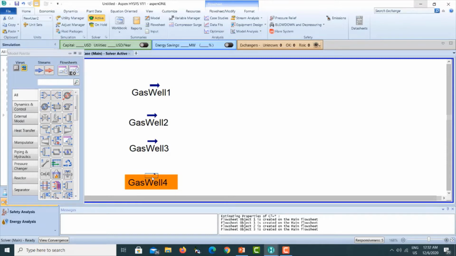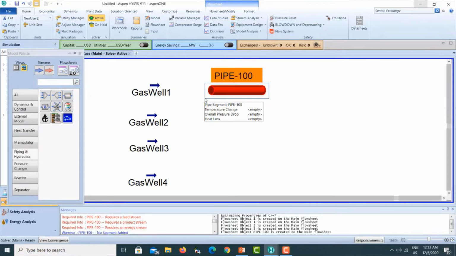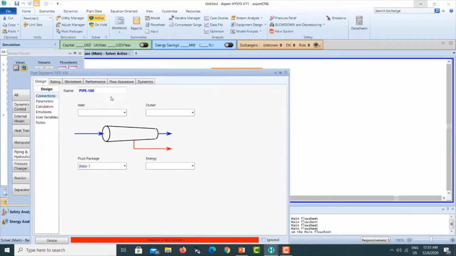Now we need to add a pipe segment. If you look at your model palette, we need to find the pipe. We go to pipe and hydraulics, and this is the one we need, pipe segment. We click on pipe segment and put it here. We can call this pipe segment branch 1. Double click and open. Call this one branch 1, just like we follow the flow sheets.